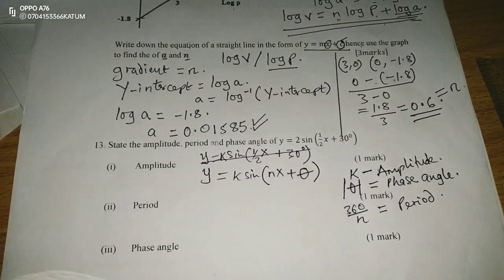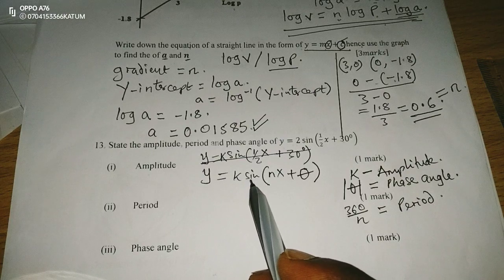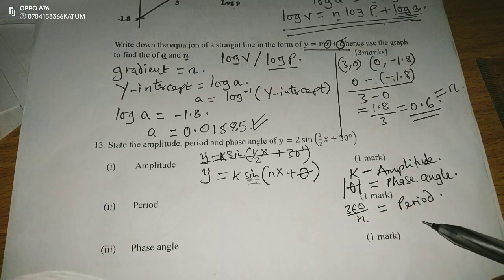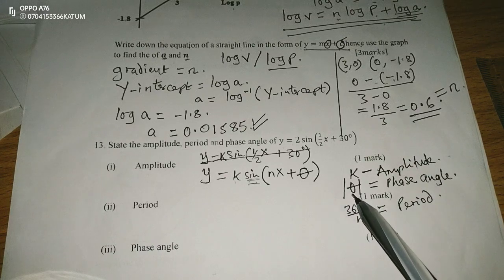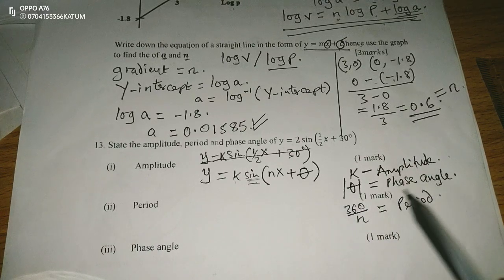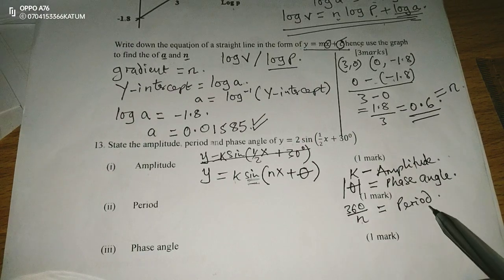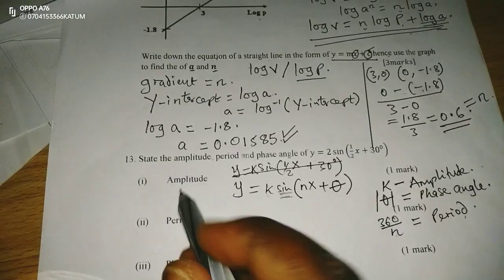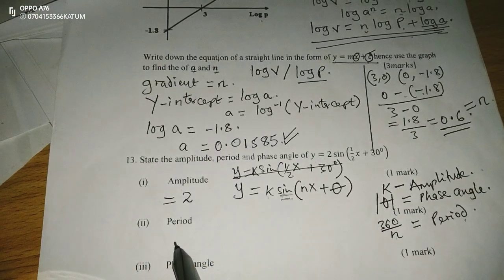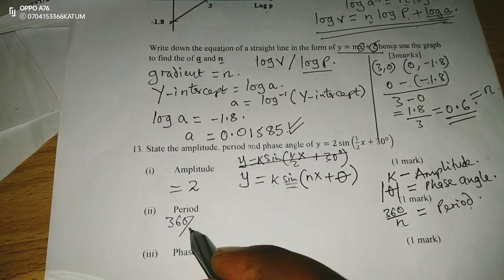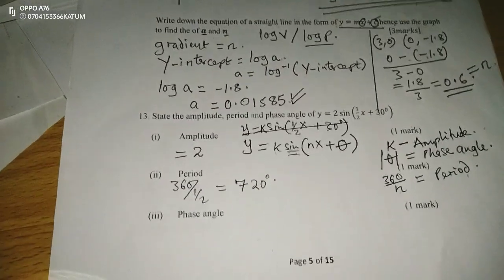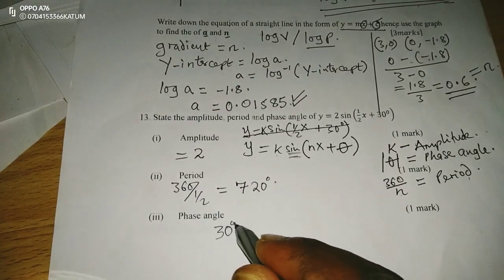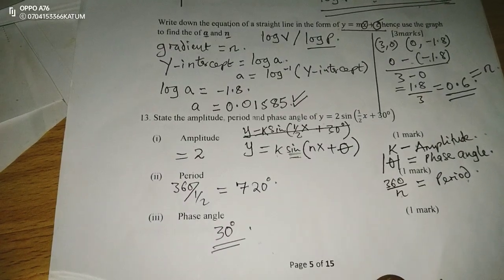Now with that, you should know that the same applies when the function is cosine. In case it was cosine here, we would still extract the values using the same technique. The value of k gives us the amplitude. The absolute value of theta gives us the phase angle. Then 360 divided by n gives us the period. In this case, our amplitude equals 2. Our period equals 360 divided by half, which makes it 720 degrees. Then the phase angle is 30 degrees, just as it is from the equation.